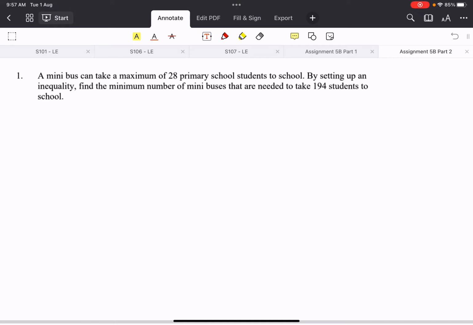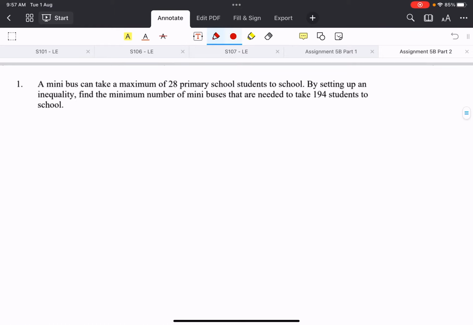So what we need to do is apply Polya's four-step problem solving approach. The first thing we do is define the variable. So I'm going to let the number of minibuses needed be x.